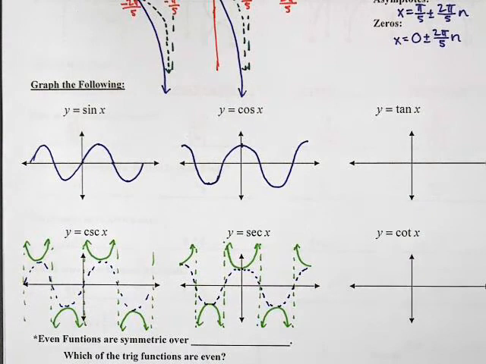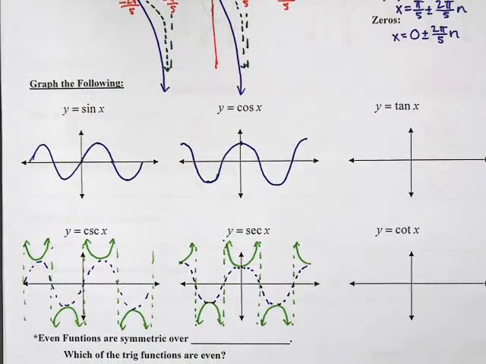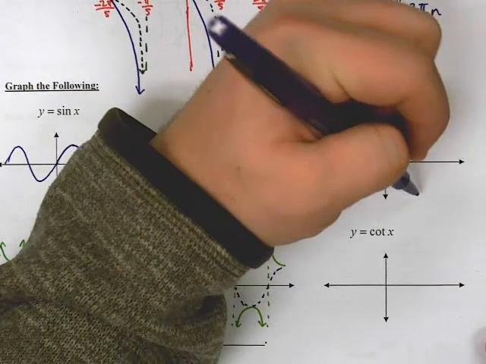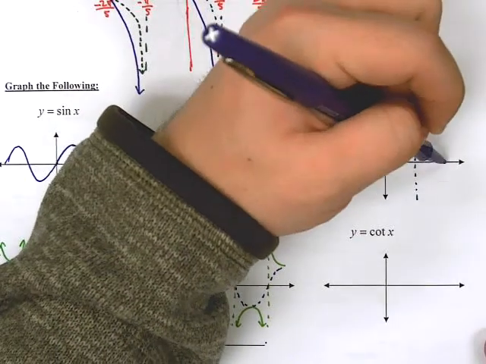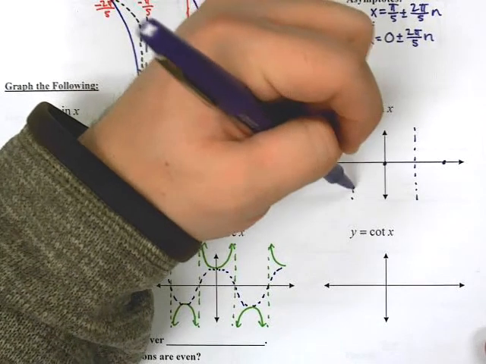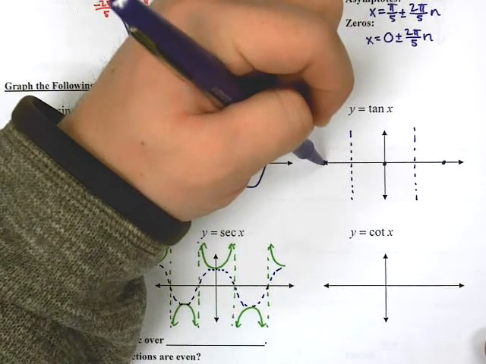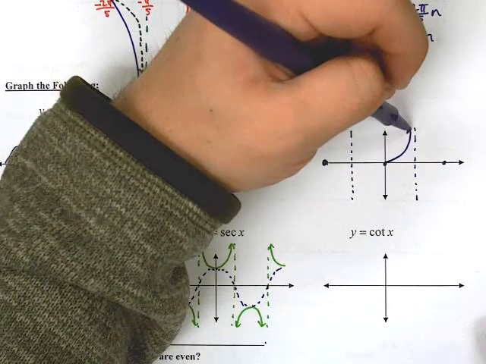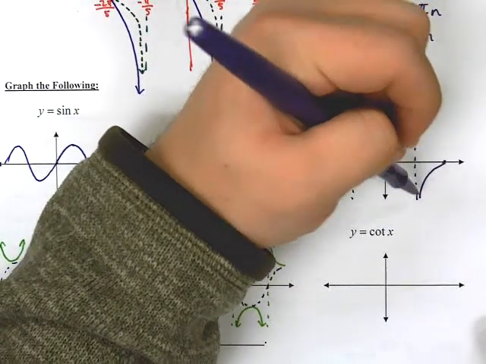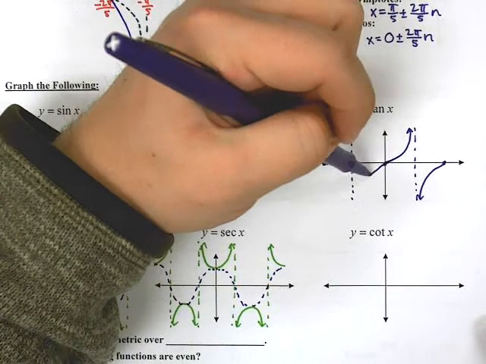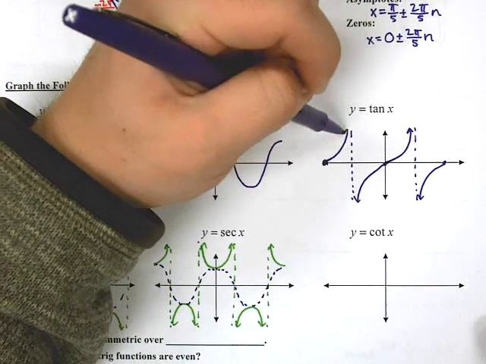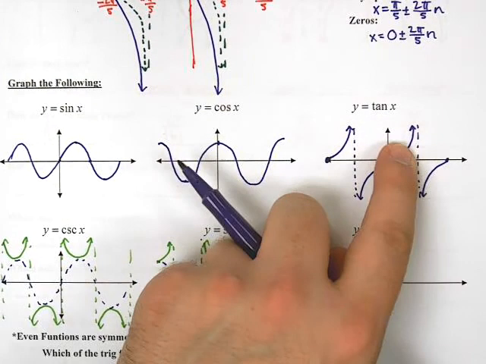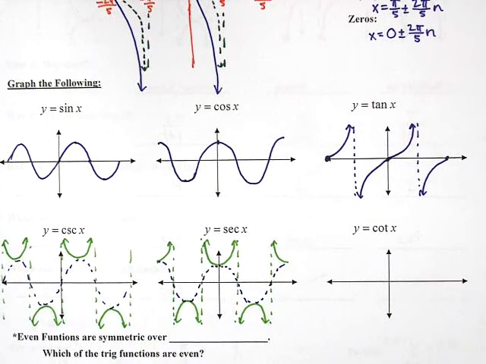For tangent and cotangent, gotta remember how they start. Alright? Tangent. Point, asymptote, point. Point, asymptote. Ooh, that was a big space. Point. Alright? And we're positive and we're negative. Alright, again, that's just thinking that tangent's positive in quadrant 1 and negative in quadrant 2.